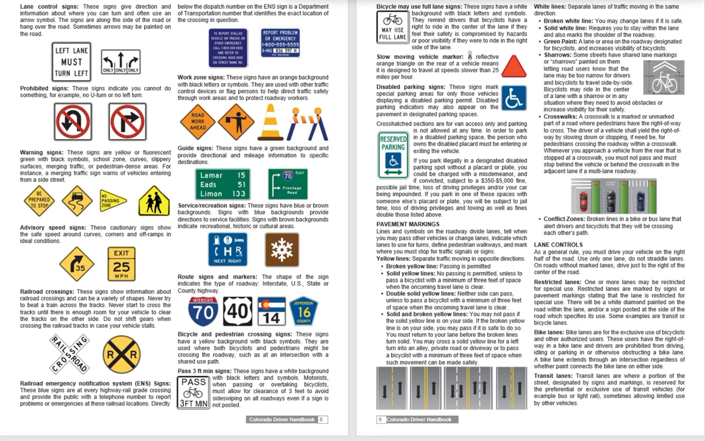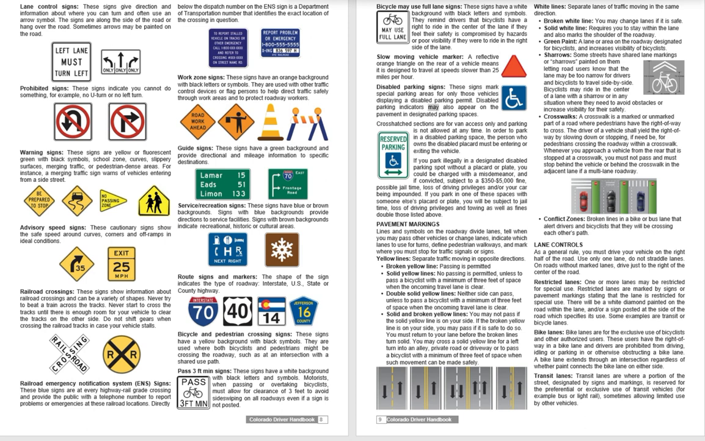Slow-moving vehicle marker. A reflective orange triangle on the rear of a vehicle means it is designed to travel at speeds slower than 25 miles per hour. Disabled parking signs. These signs mark special parking areas for only those vehicles displaying a disabled parking permit.